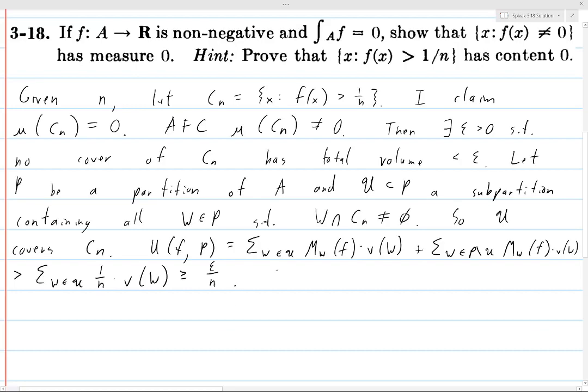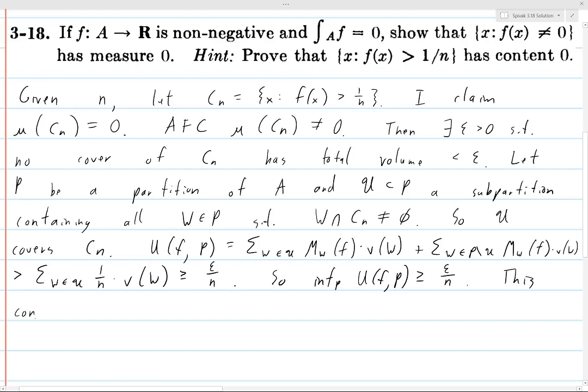Okay, so what this means is that this holds for any partition of A. So the infimum over all partitions P of the upper sum of F with respect to P must be greater than or equal to epsilon over n. Right? Because this inequality is true for any particular partition. So it will be true when we take the infimum.